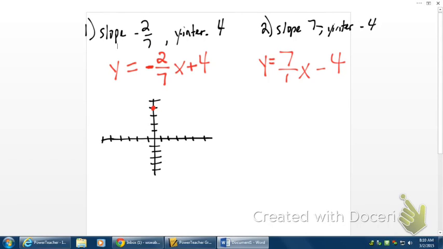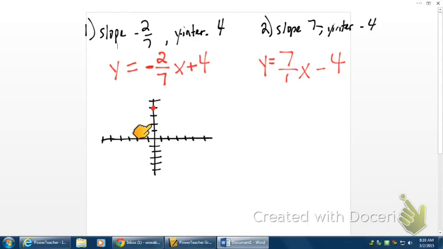Well, the first thing you should always do when plotting a slope is decide whether you're going to rise or go down, either up or down first. In this case, this is a negative slope, so we're going to go down. Our first move is to go down 2. So down 1 and then down 2. That's the first thing that you do.